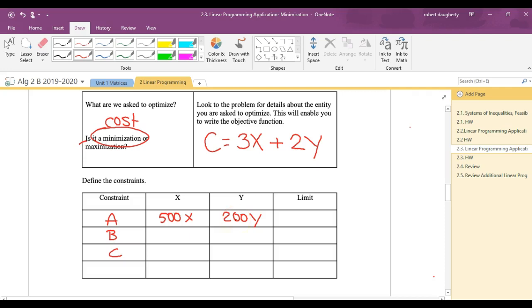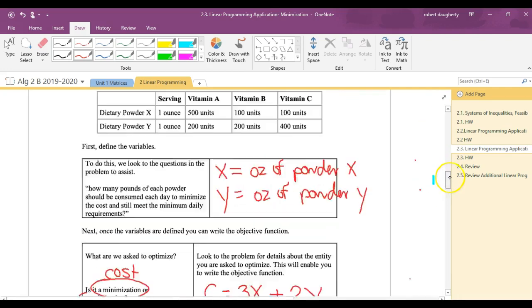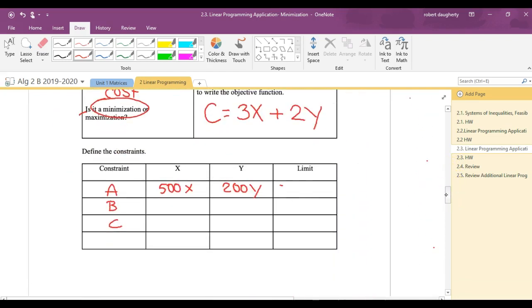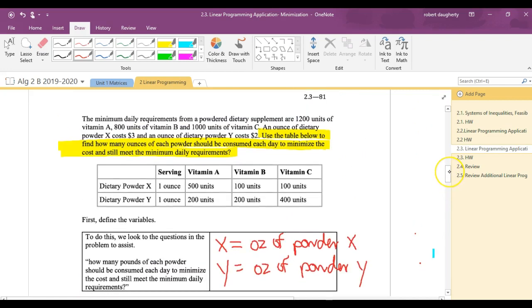Okay. And then what is my limit for vitamin A? I've got to have what? Yeah. So it tells me that vitamin A, I've got to have 1,200 units. So I've got to have at least 1,200 units of vitamin A. Okay. Then if I look at vitamin B, it's going to be 100, 200, and I got to have at least 800 units. So 1, 2, and 8.